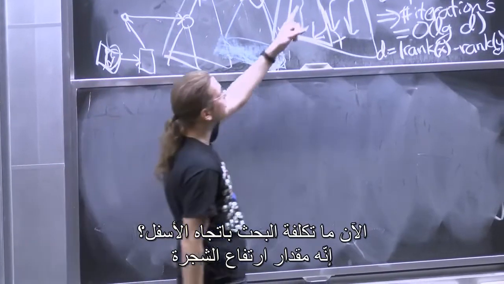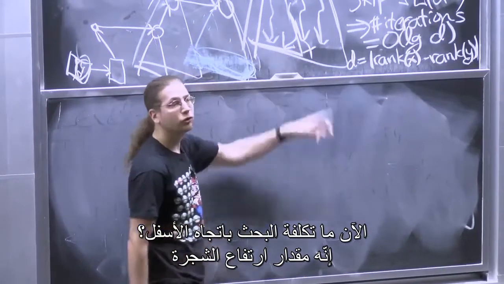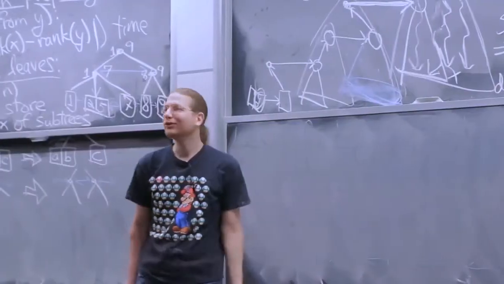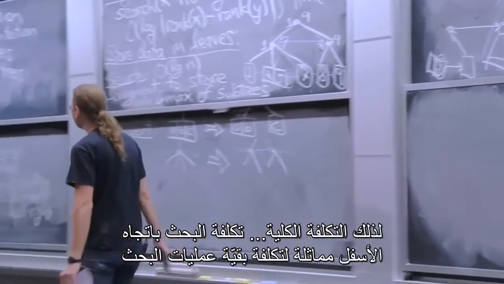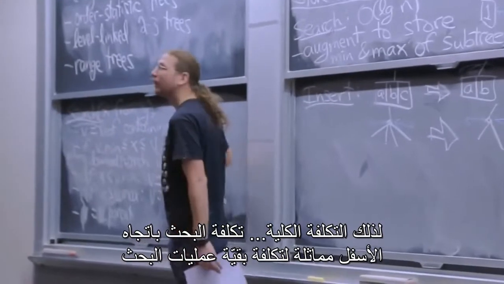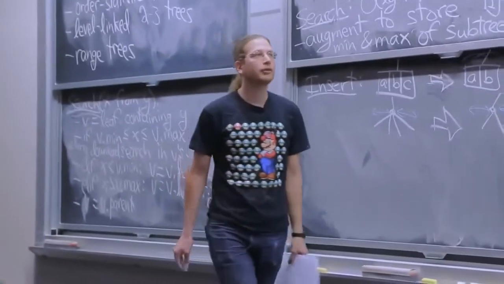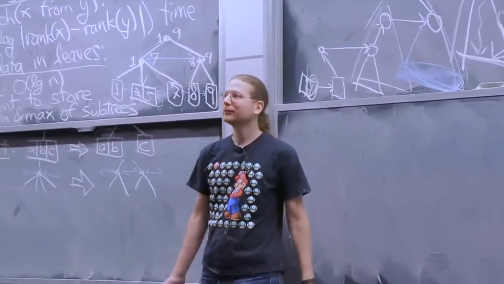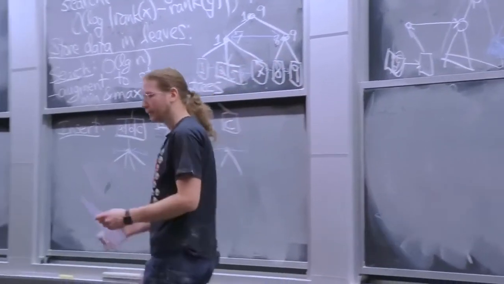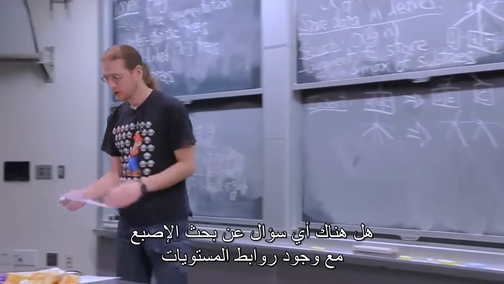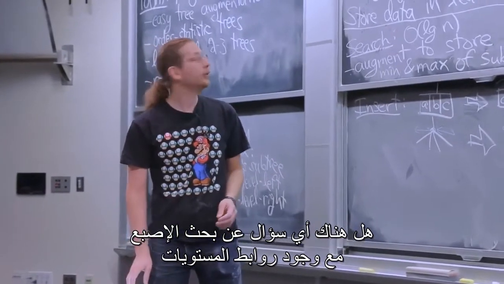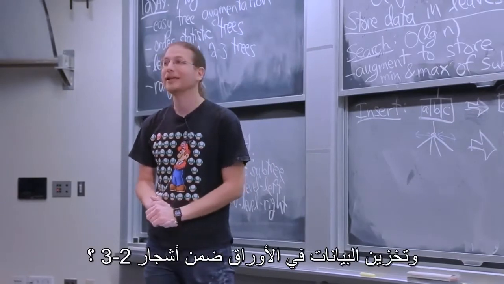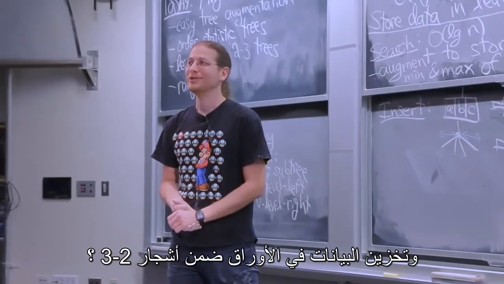Now, how long does the downward search cost? Whatever the height of the tree is. What's the height of the tree? That's the number of iterations. So the downward search will cost the same as the rest of the search, and so total cost is going to be order log d. Clear? Any questions about finger searching with level linked data at the leaves, 2-3 trees?